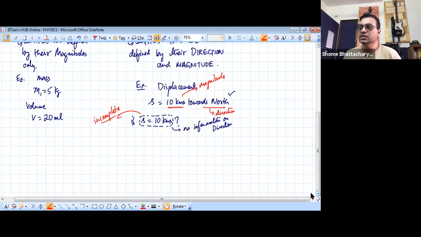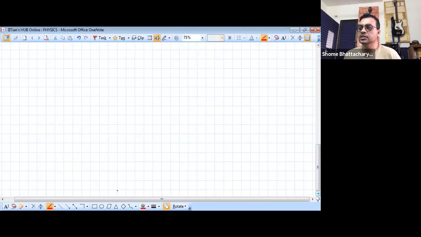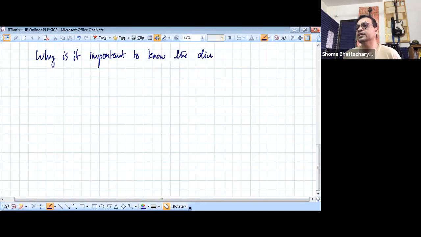The magnitude ke saath direction kyun important hota hai. Let's try and understand this thing. Next, okay. So why is it important to know the direction of a vector? Whereas in the case of scalar, there's no such thing as direction. Okay. So let's take an example here.